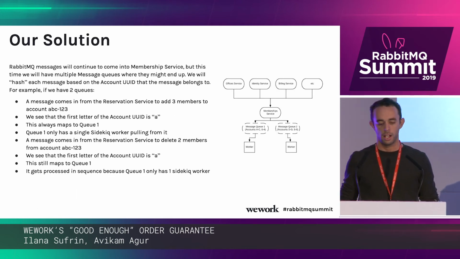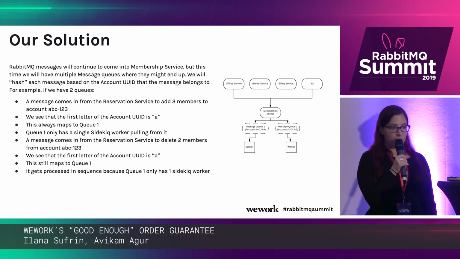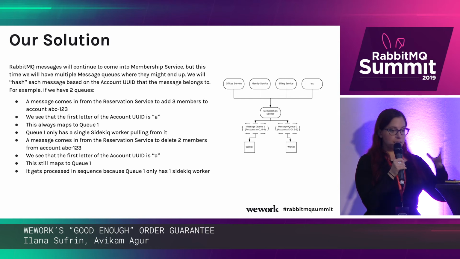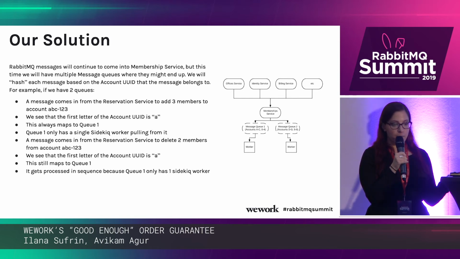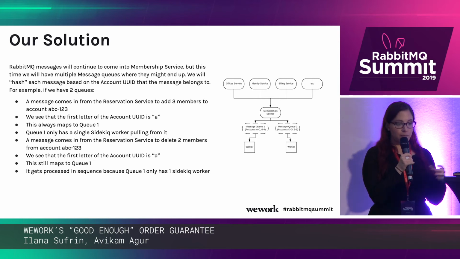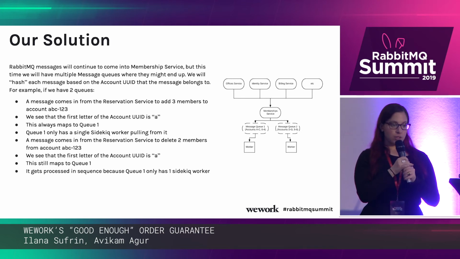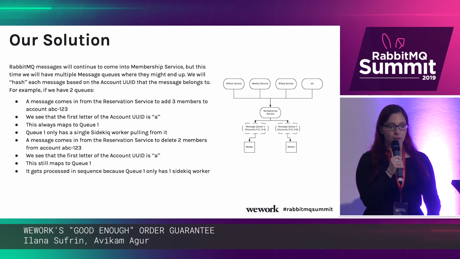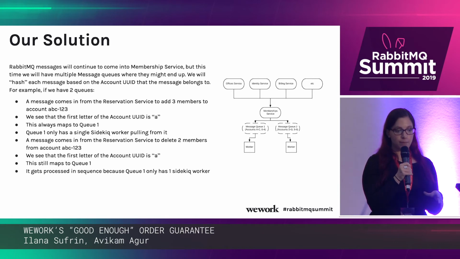Yeah, we have kind of a sanity check for walking through it. So basically, a message comes in from the reservation service to add a couple members to account ABC. Then we can see that the first letter of the account is A, which always maps to Q1, and Q1 only has a single synchronous worker pulling from it.